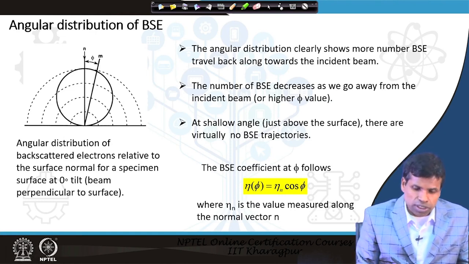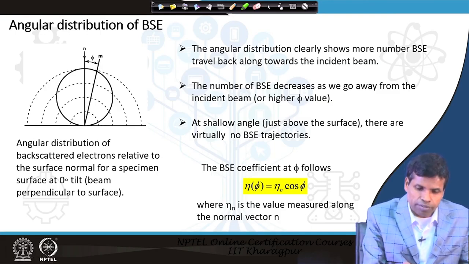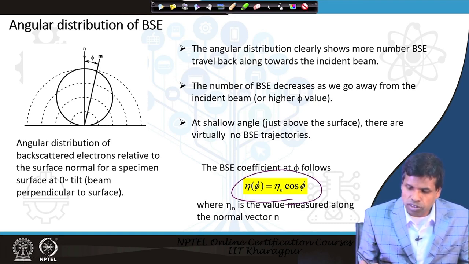Angular distribution. Here you see how the backscattered electrons depend on the angular distribution. The angular distribution clearly shows that more backscattered electrons are traveling back towards the incident beam. That is what I have also told you before: the backscattered electrons go towards the primary beam, which is why they are called backscattered electrons. Their number decreases as we go away from the incident beam, or at a higher angle phi. At a shallow angle, just above the specimen, we have almost no backscattered electron trajectories, and the relation between this angle from the incident beam and the yield of backscattered electrons follows this relation, for the backscattered electron coefficient, which is eta.